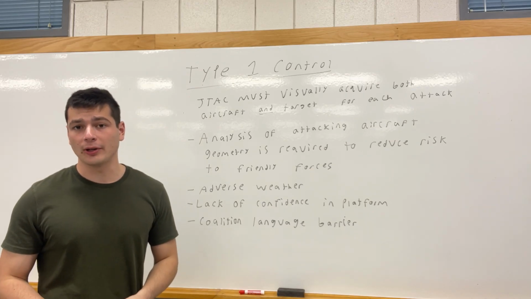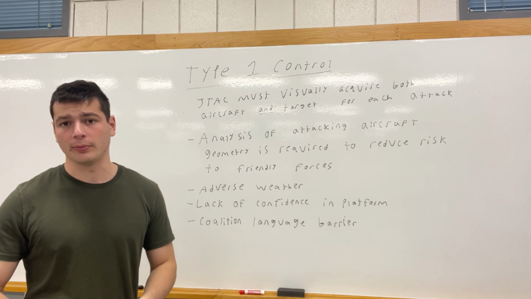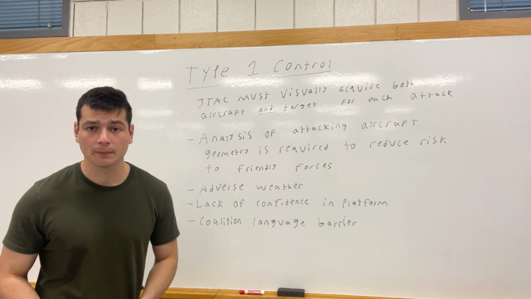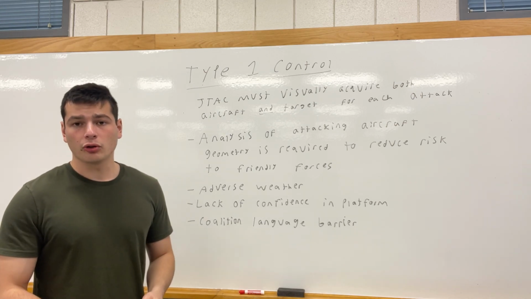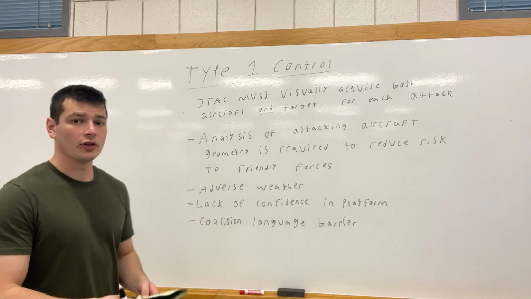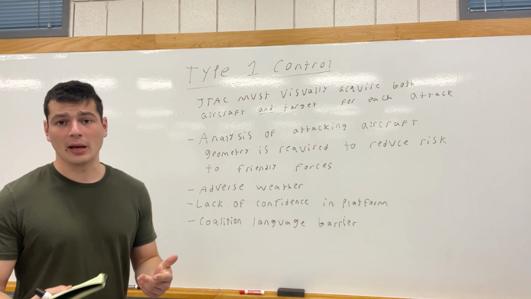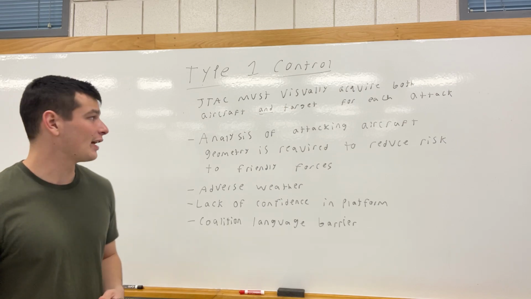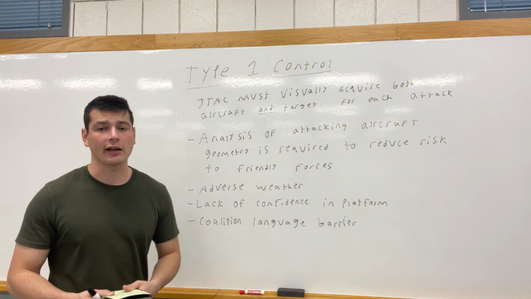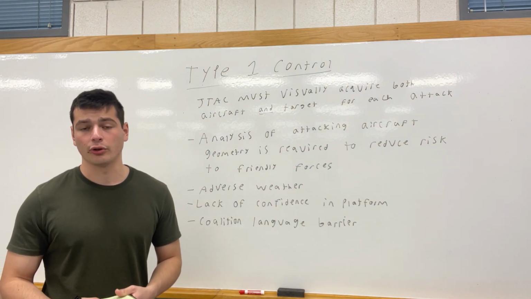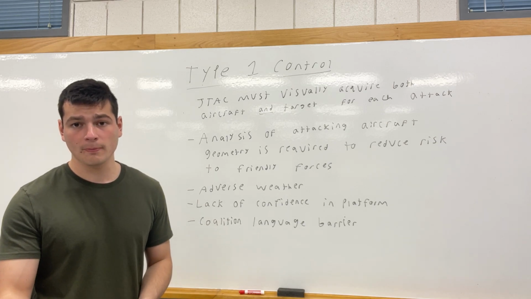Before we start our CAS mission, we have to decide what type of control we're going to be using for it. There are 3 types. Type 1 control is where the JTAC must visually acquire both the aircraft and the target for each attack. Some examples where it needs to be used is when the JTAC needs to analyze the attacking aircraft's geometry in order to reduce the risk to friendly forces.